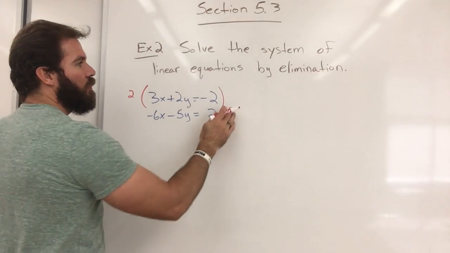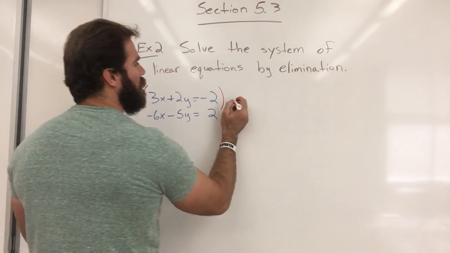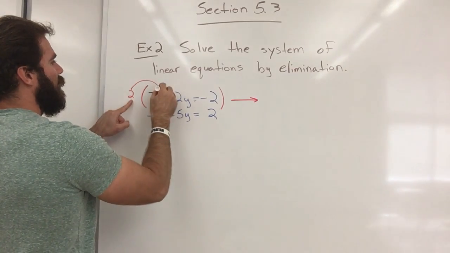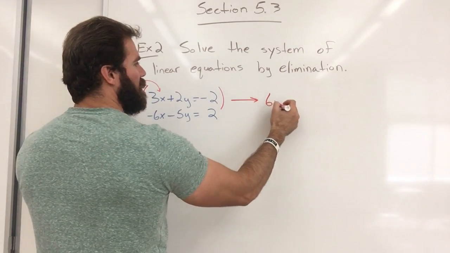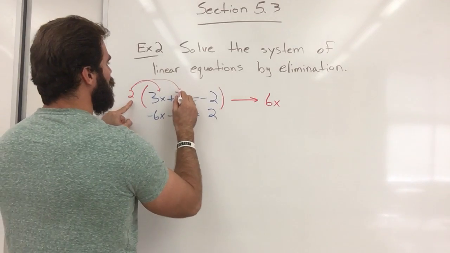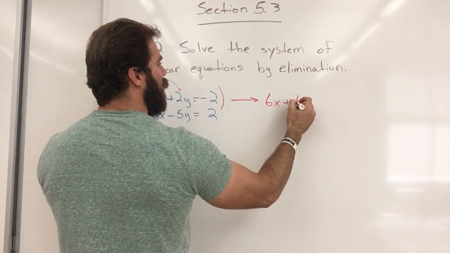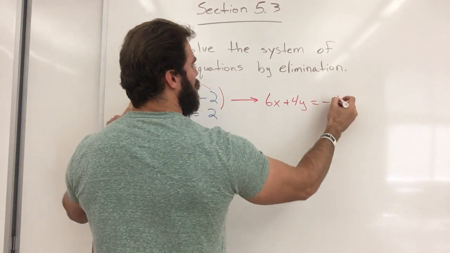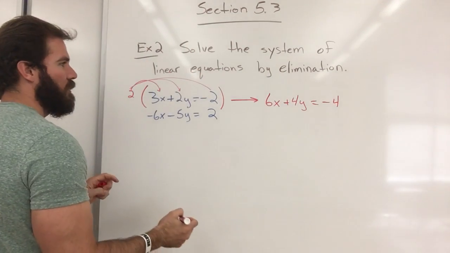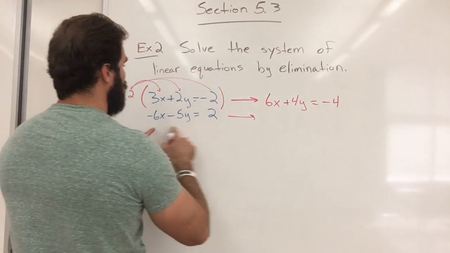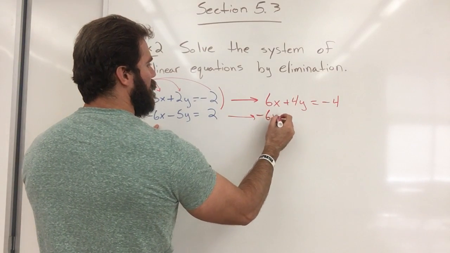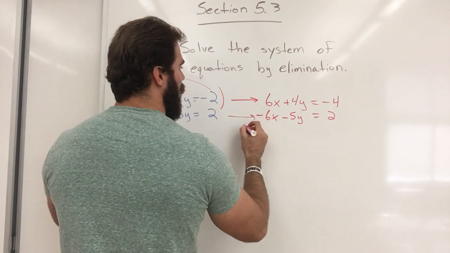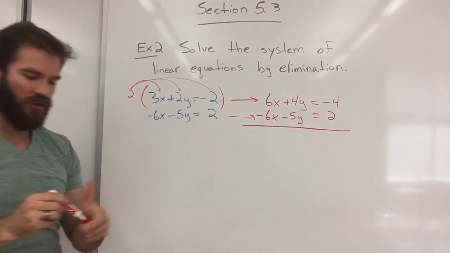So our revised equation, we're going to come over here now. 2 times 3x is 6x. 2 times 2y is 4y equals 2 times a -2 is -4. There's the new one, right? And this one doesn't change. This one stays the same. Now I can use elimination.